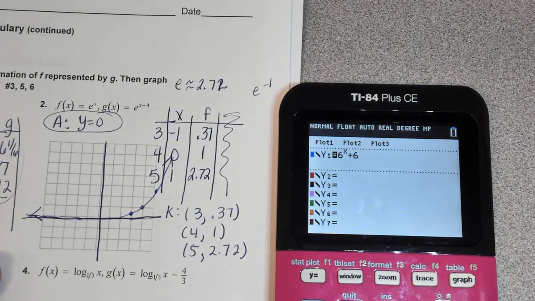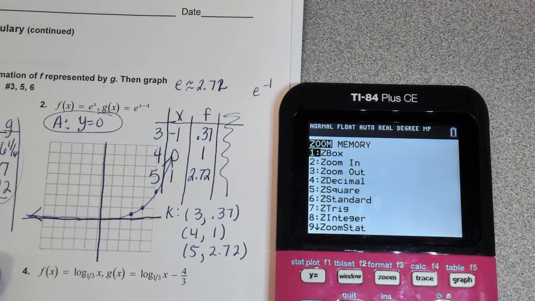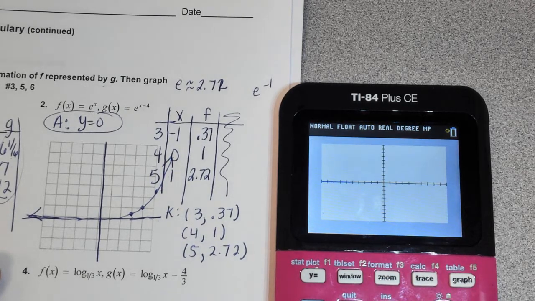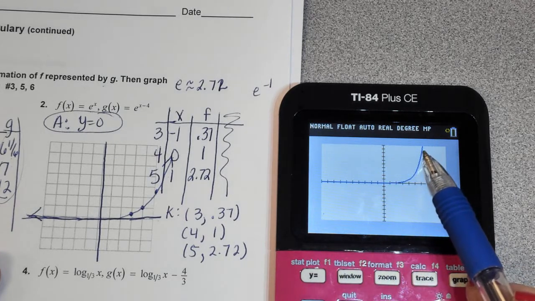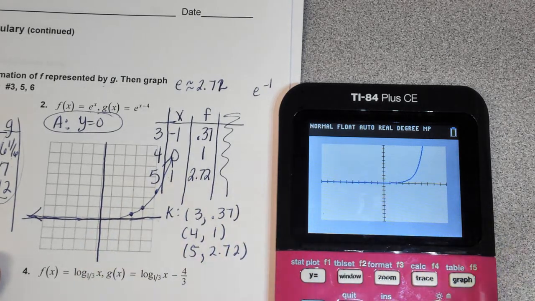If we're a little unsure of our graph or anything, I can put this in my calculator. I can just do E raised to x minus 4. I can do a zoom 6 to graph it. So I can see that it takes a long time for it to get going, and then once it does, then it shoots way up. Looks kind of like mine.